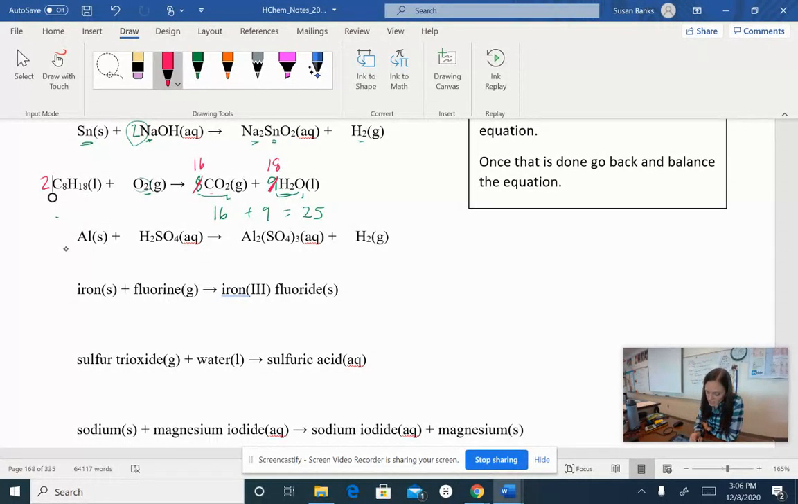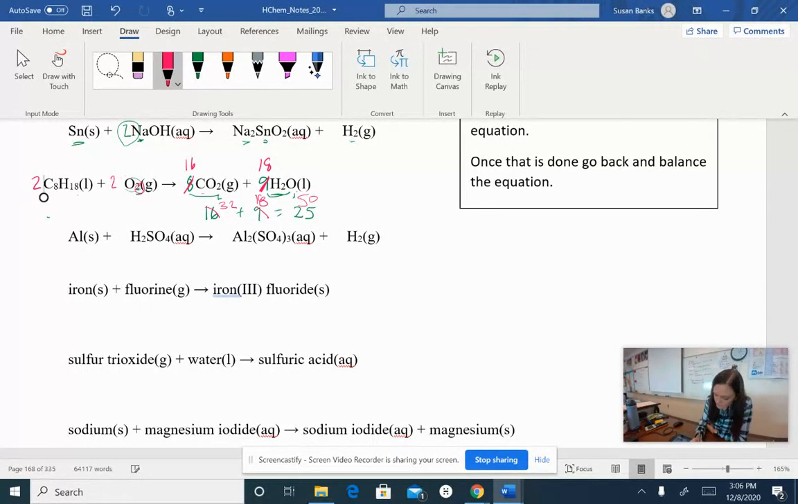Okay, here we go. Oxygen. 16 times 2 gives me 32, right? And 18 times 1 gives me 18. So what's 32 plus 18? Did you say 50? What's 50 divided by 2 since we have to do groups of 2? Hopefully you said 25. How'd you do?